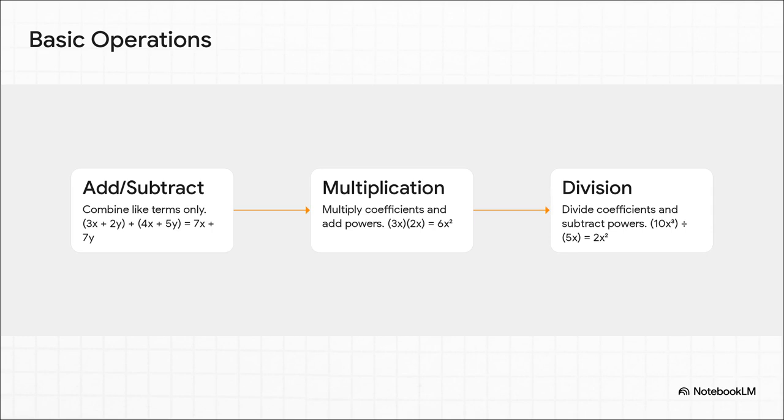For adding and subtracting, it's just like sorting your laundry. You only combine the like terms. See how the x terms go together and the y terms go together separately? Now, for multiplication and division, it's a bit of a different dance. First, you deal with the coefficients, then you deal with the variable's powers. When you multiply, you add the powers. When you divide, you subtract them. These are the fundamental rules of the game.